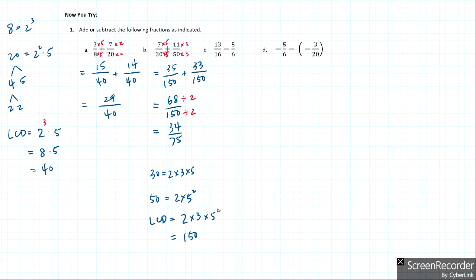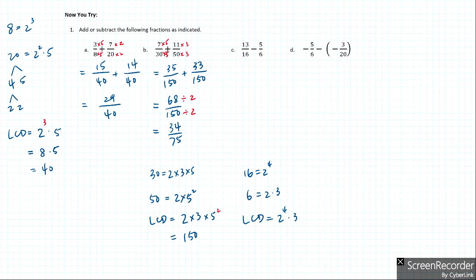And now for the next problem, for part C, we have 16 and 6 as the denominators over here. And you can again try the prime factorization and see what you get. In particular, 16 is equal to 2 to the 4th, and 6 is equal to 2 times 3. And therefore, for the least common denominator, we should have 2 to the 4th, because that's the highest degree of 2 we have among these two, and multiply by 3. That's the highest degree of 3 we have among the two. So altogether, we would have 2 to the 4th, which is 16, times 3 will be 48.